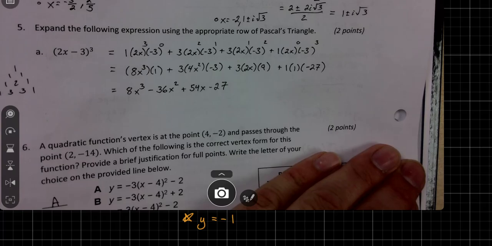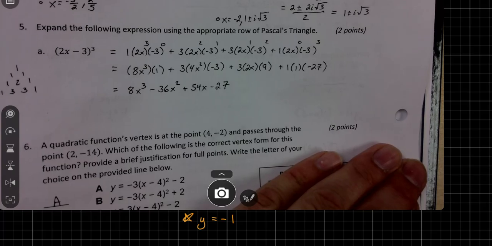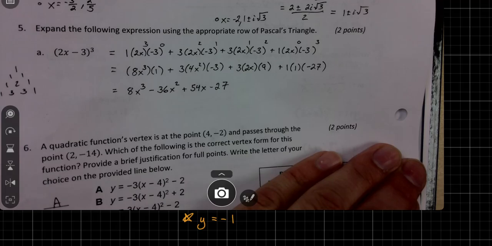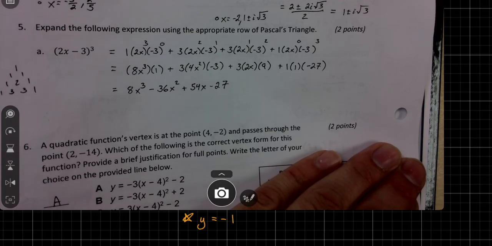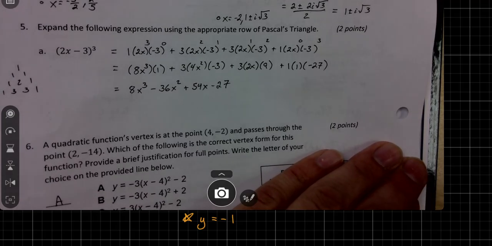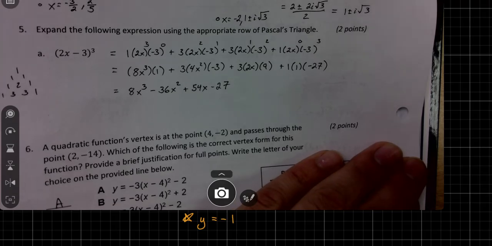If you foiled it all out, I would not give you the points for using Pascal. If you foil it all out and get it right, I'd still give you one of the 2 points, just so you know. But I want to see that you're using binomial theorem, which is Pascal's triangle stuff.